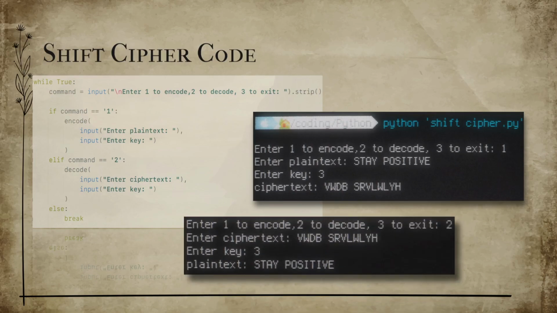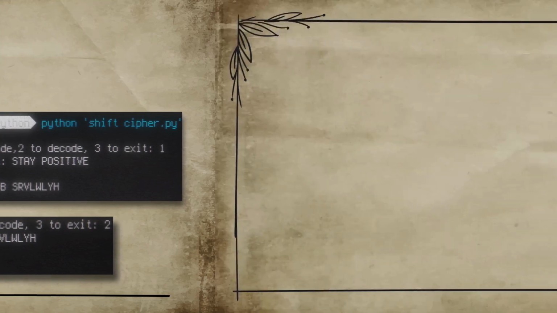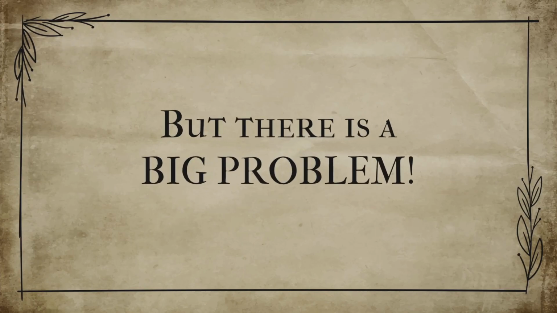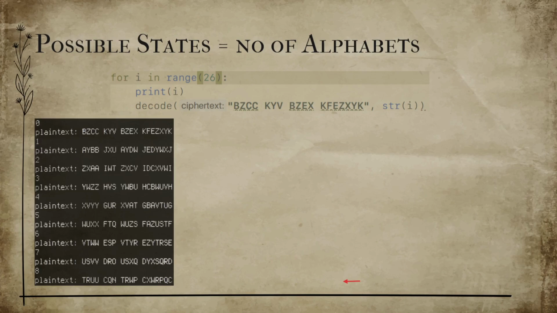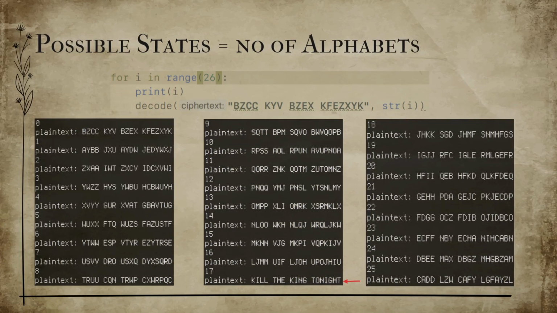We designed a menu to operate our application, and then we tested it by encoding and decoding "stay positive". It works fine. But there is a big problem. Here the number of possible combinations is the same as the number of alphabets. So in English, if we try all the 26 keys, one of them has to be the correct one for sure. And here we can see at 17 we get the message, "kill the king tonight". So Caesar cipher is vulnerable to brute force attacks. Even without any key, one can decode it.